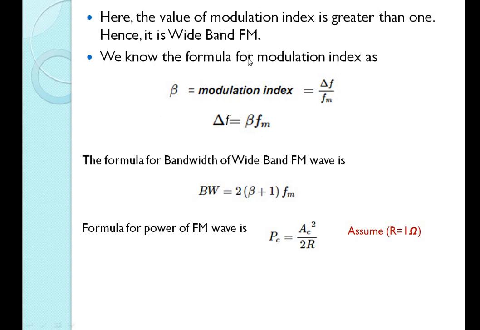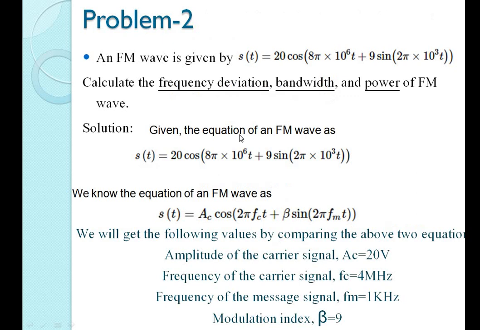Next, here you have the values, and you have to find the formula. Here the value of the modulation index is greater than 1, hence which kind of modulation do you have? Wideband frequency modulation. Now we know the formula for beta, that is equal to delta f by fm. So we can find the value of delta f now, the frequency deviation.